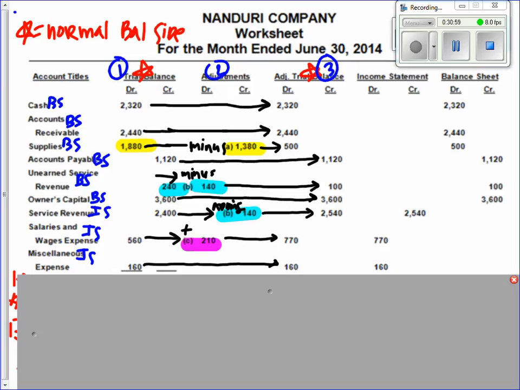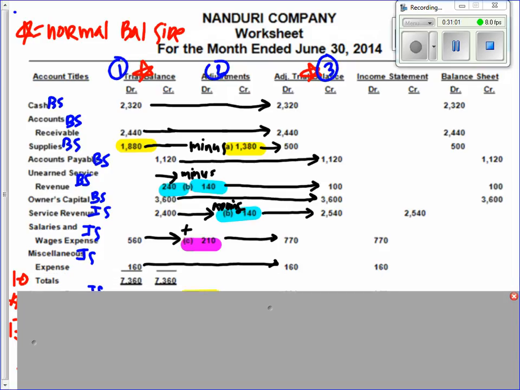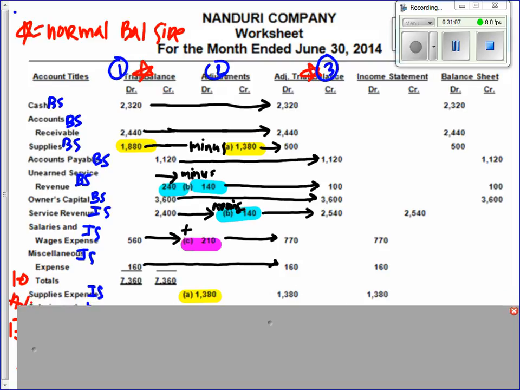Okay. Do we need to do anything with totals? No, we don't. That doesn't get transferred over. That's a total. That's by itself. All right, let's jump in another car here. We have an expense. It's an income statement. We're not worried necessarily about that right now.